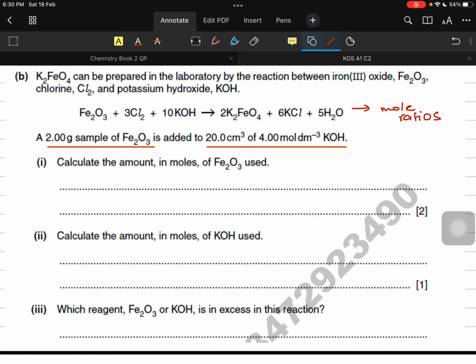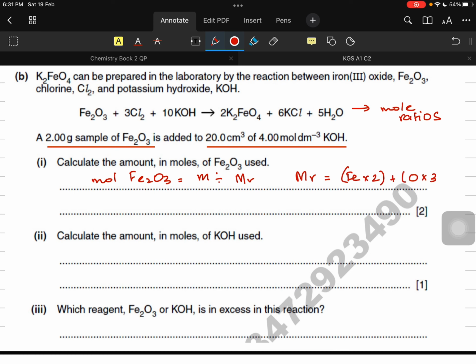So we have the mass with us. We know how it works. Moles of Fe2O3 is equal to mass divided by the molecular mass. Molecular mass is going to be equal to Fe times 2 plus oxygen times 3, which is 56 times 2 plus 16 times 3. So let's find it out. 56 times 2 plus 48, which is 16 times 3. 160 is the molecular mass. 2 grams divided by 160 becomes 0.0125 moles of Fe2O3.